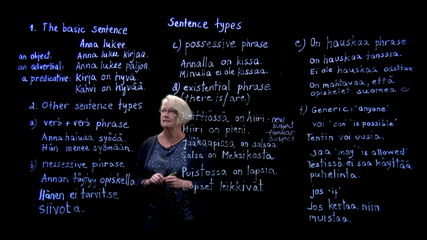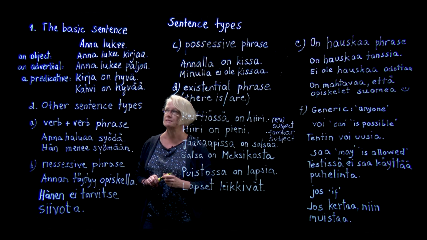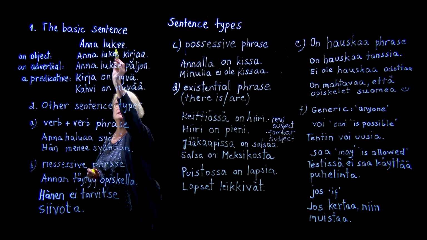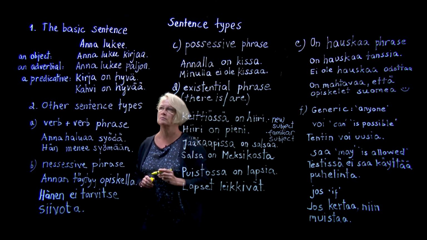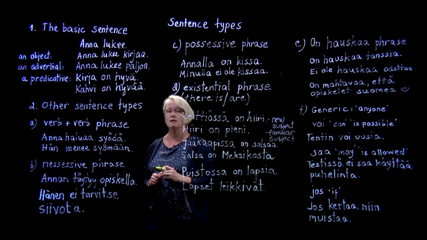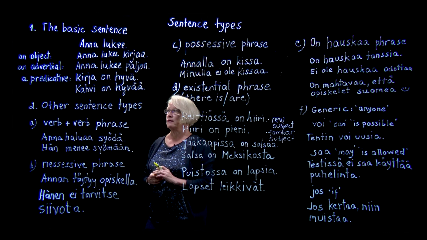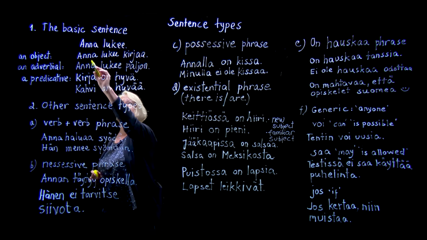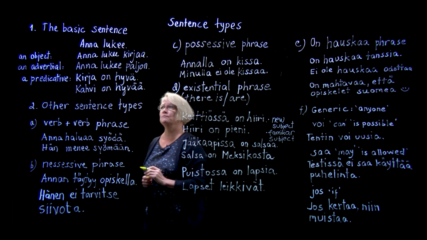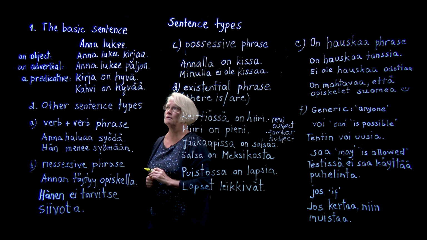Normally, in the basic sentence, there is a subject and a finite verb or predicate. Anna lukee. Anna is reading. Okay, the sentence might have an object. Anna lukee kirjaa. So Anna is reading the book.